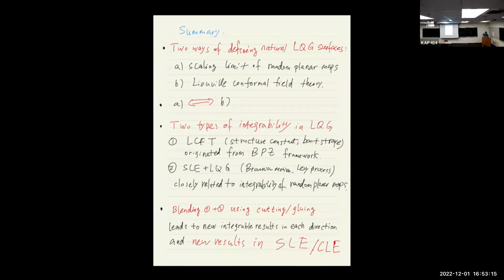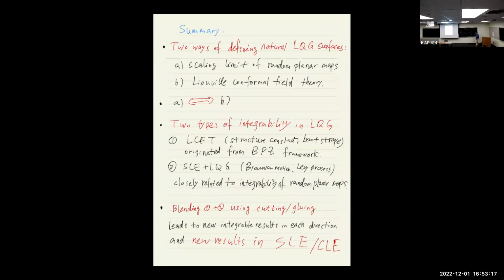Okay, so here's a summary. I have explained two ways of sampling natural quantum surfaces, and these two ways are, in a very precise sense, equivalent. And from these two ways of sampling random surfaces, there are two types of integrability that can produce very powerful formulas. By combining these two integrabilities using the Cartesian Gaussian random surfaces, we can get new results in both directions, and also some new results about SLE and CLE. Thanks.